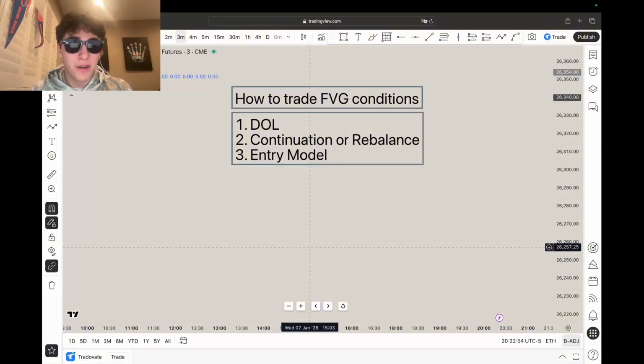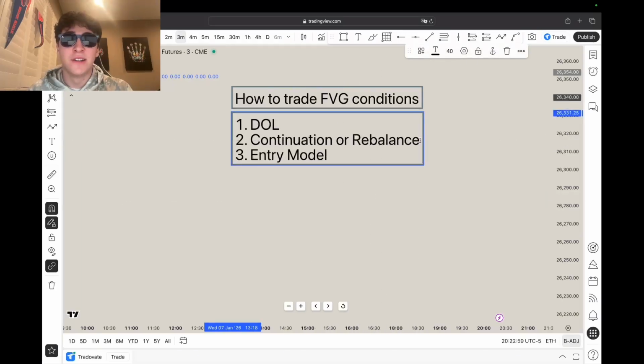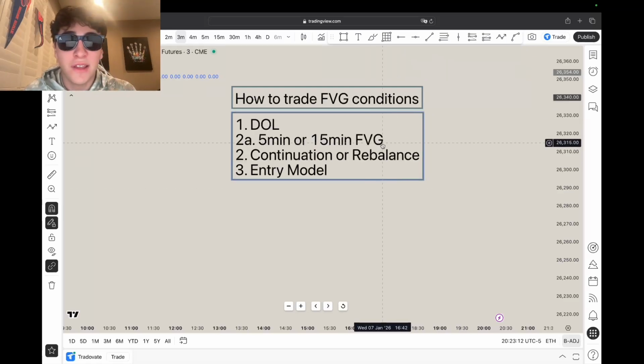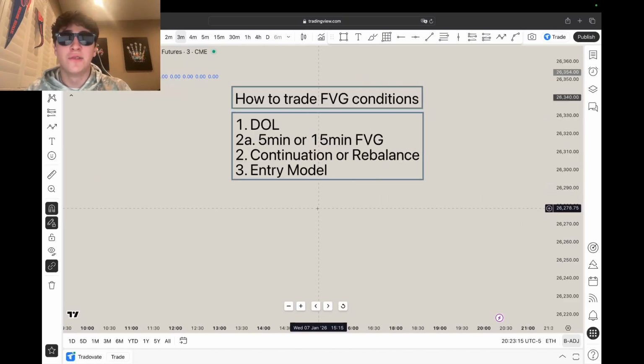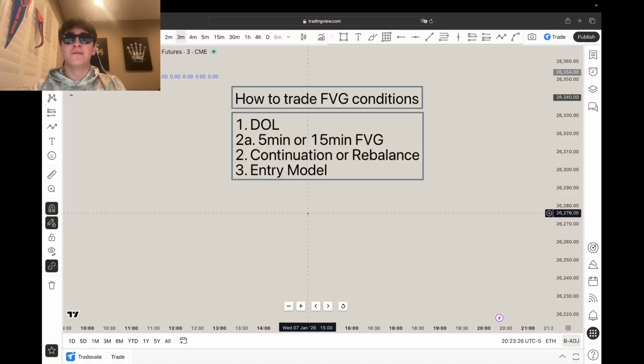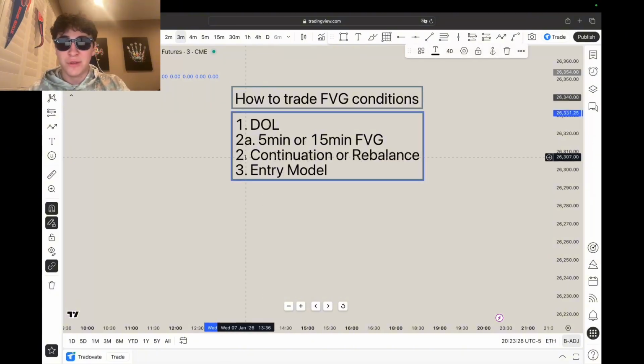Alright, and then from there, once you have your draw, you're now going to be looking for a 2A. You're going to be looking for a 5-minute or 15-minute fair value gap. And if your draw on liquidity is higher, you want a bullish 5 or 15-minute. And if your draw on liquidity is lower, you want a bearish 5 or 15-minute. Pretty simple stuff. Alright, let's mark this as 2B for anyone that's screenshotting this.